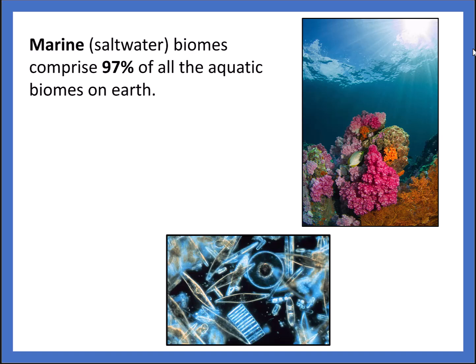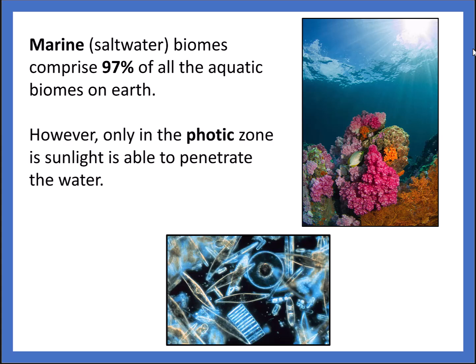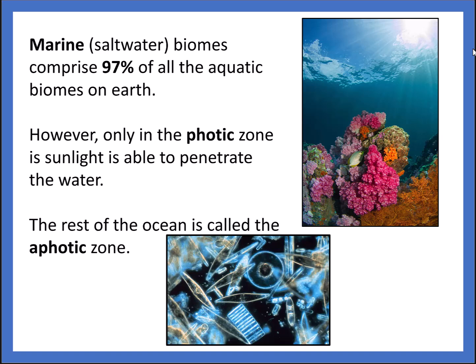Marine biomes comprise 97% of all of the aquatic biomes on Earth because there's a lot more oceans than there are freshwater areas. However, only in the photic zone of the ocean is sunlight able to penetrate the water. The rest of the ocean is called the aphotic zone that does not receive sunlight.